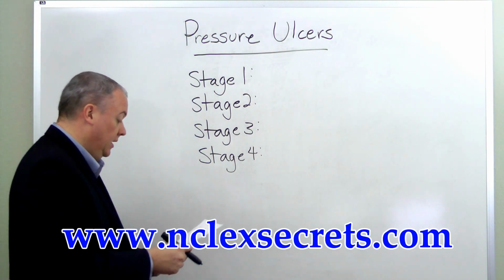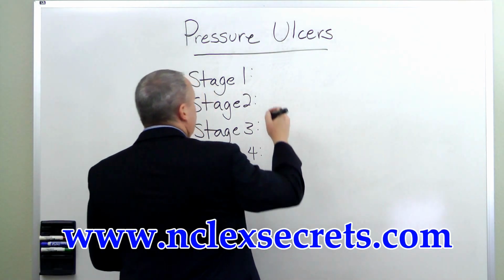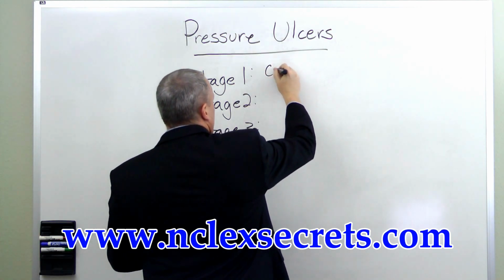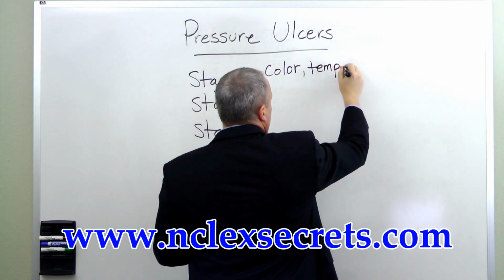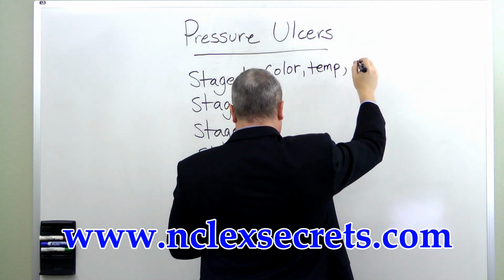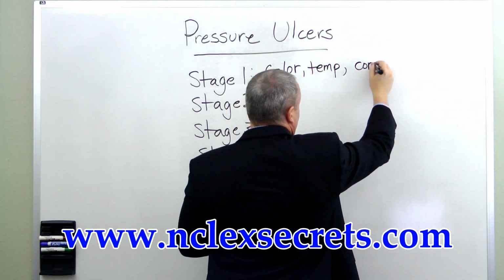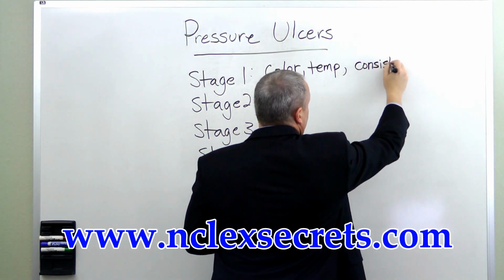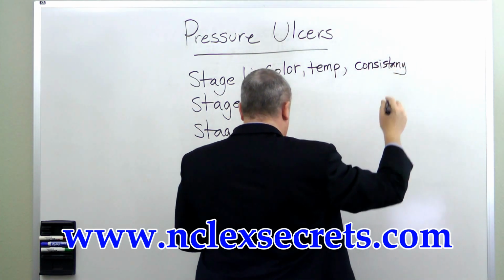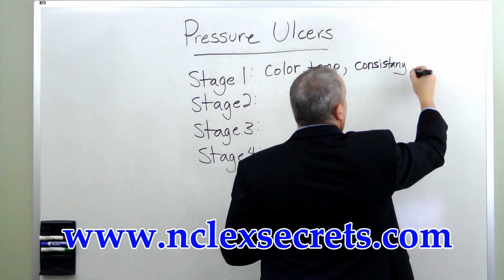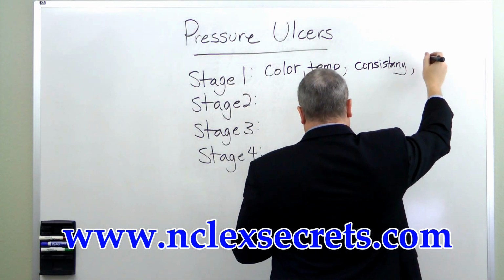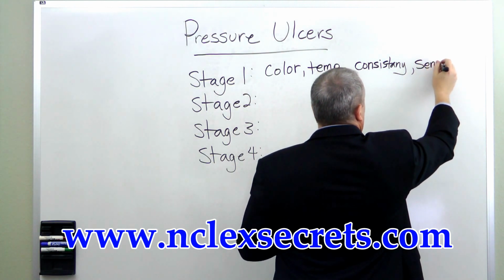So stage 1 of a pressure ulcer, there is observable change in the color, temperature, and tissue consistency. And also a difference in the sensation.